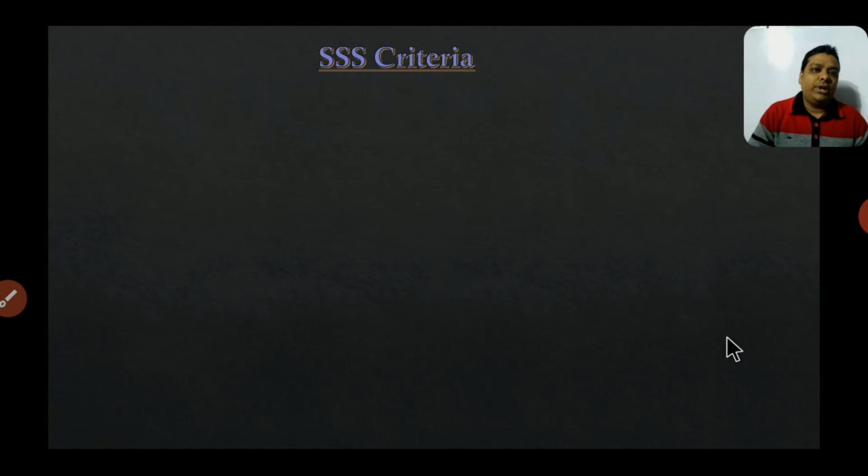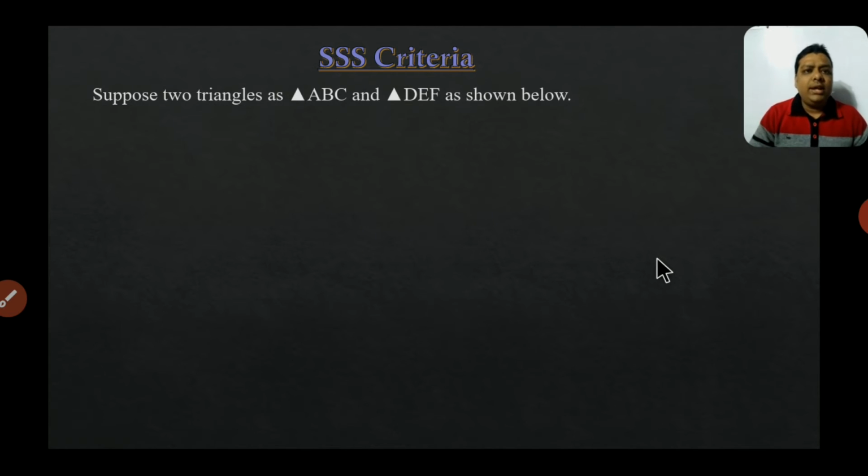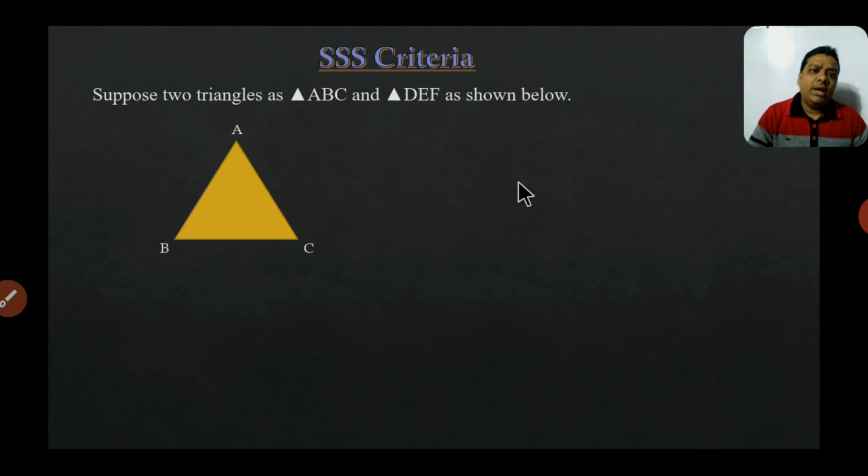Now let's move to the next criteria. This criteria is SSS criteria. It means all sides of the first triangle will be equal to the second triangle. So suppose again two triangles as triangle ABC and triangle DEF as shown below. You can see here triangle ABC and the second one is triangle DEF.